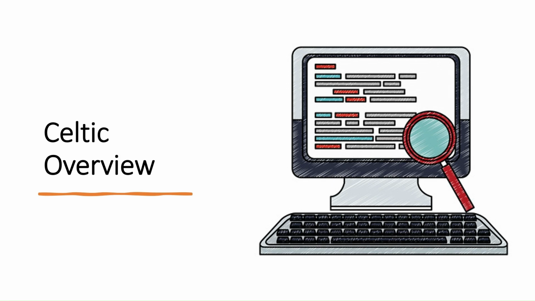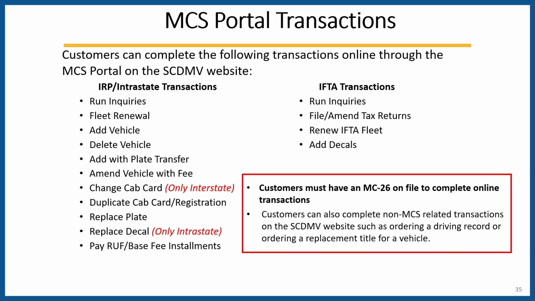While you can visit an SCDMV branch office that does motor carrier business in person, or even mail in your paperwork when making changes for your account, a great resource at your disposal is the MCS trucking portal, which can be accessed through the SCDMV website. In order to get access to the portal, you need to submit the Form MC-26, which allows us to grant you access to Celtic and process your own transactions without having to wait in line at the DMV in person.